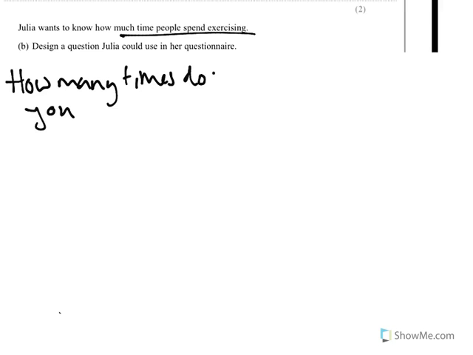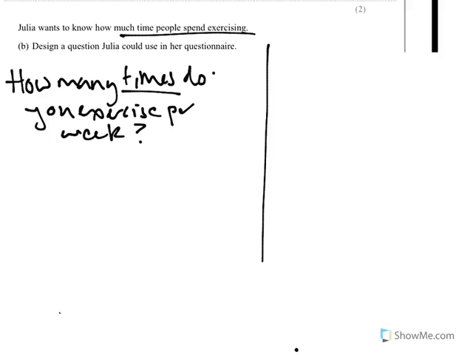So we could say, how many times do you exercise? But we need to give a time frame, so I'm going to say per week. So that's not giving hours. Or we could do one with how many hours do you exercise per week.